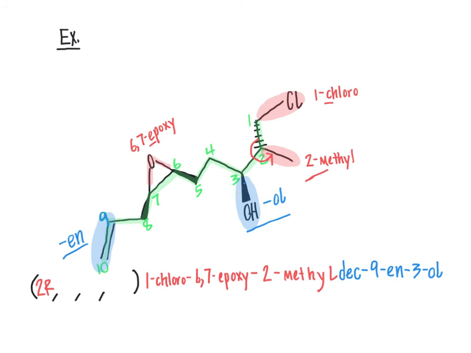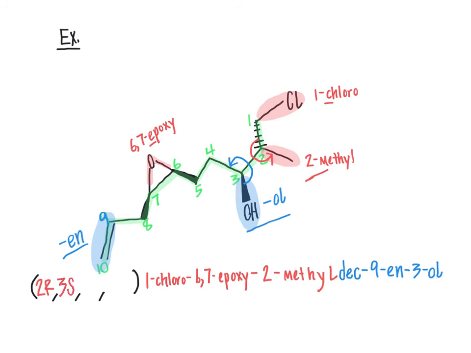At position number 3, the highest priority group is definitely going to be the oxygen that's directly bonded there, because oxygen has a higher atomic number than carbon. The second highest priority is coming over this way toward position 2. The third highest priority group is coming over between positions 3 and 4 this way. And so, since the hydrogen is pointed away from us and we're going counterclockwise, this is going to be 3S.